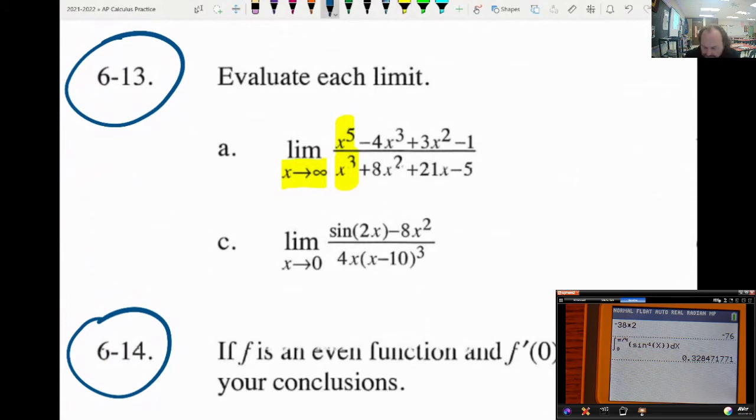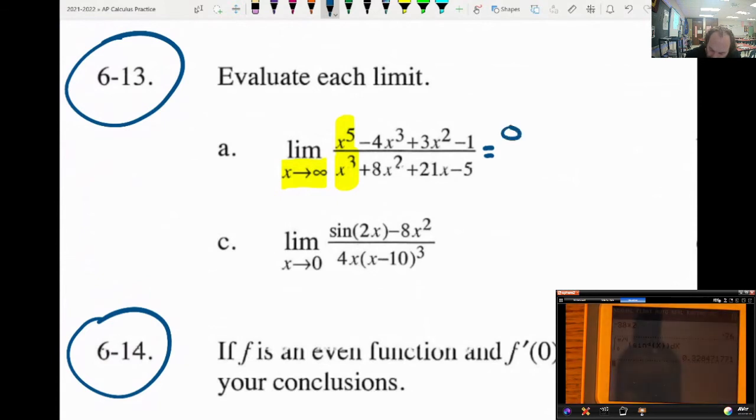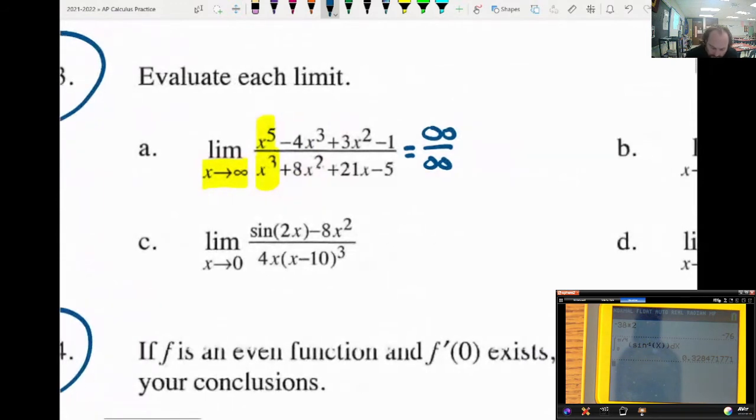We have x to the fifth on top, x to the third on bottom. So what's going to happen here is both of these are going to go to infinity because x to the fifth and x to the third both go to infinity if you plug in big numbers to them. But the number on top will be faster. It's kind of hard to describe it. It's a bigger infinity than the one on bottom. So the overall limit is going to go to infinity, which therefore means it does not exist. This limit goes up forever.